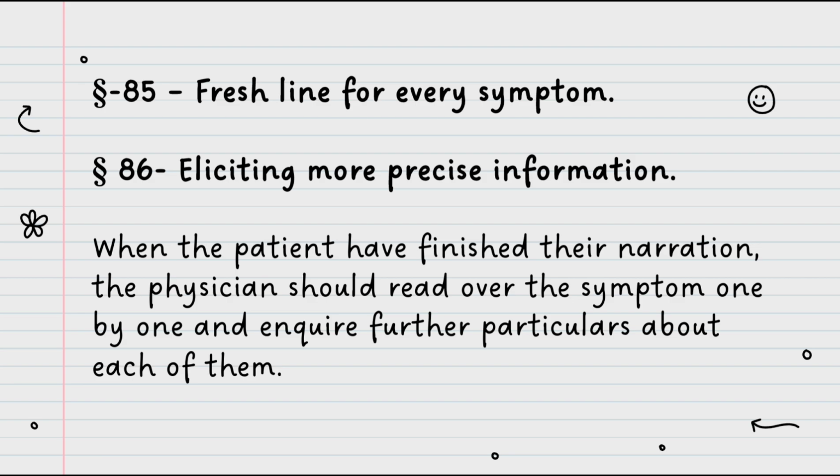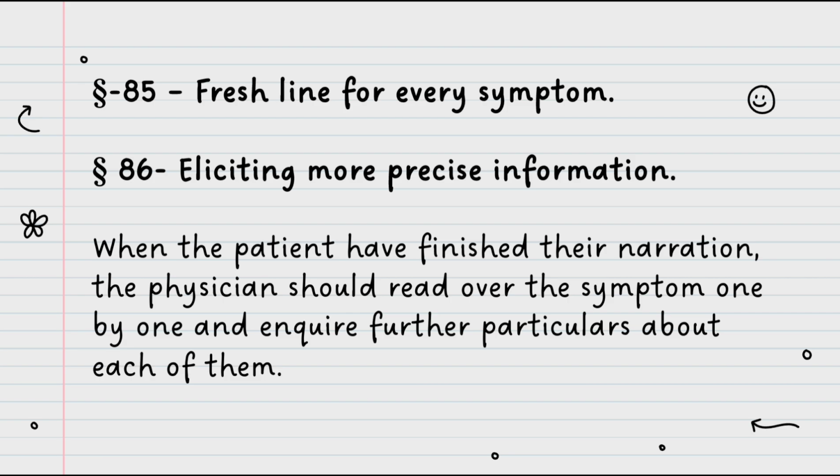Then Aphorism 86 shows eliciting more precise information. When the patient has finished their narration, we shouldn't interrupt, isn't it? When the patient has finished the narration, the physician should read over the symptoms one by one and inquire for further particulars about each of them. So the patient is saying, I am having headache in the morning. I am having headache in the frontal region, and it's been 2 days. And I also have knee pain. So we are writing one by one and later we are reading those symptoms one by one.